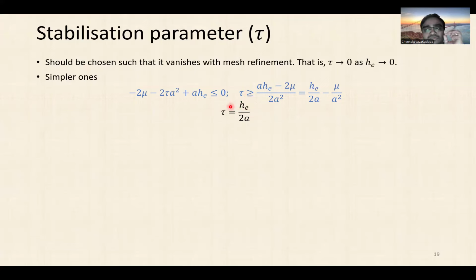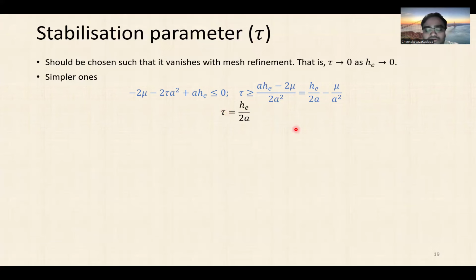Okay, once we know the element size and the advection velocity, we can calculate the stabilization parameter, and then we can calculate the element stiffness matrix and element force vector, assemble them, and solve the problem. Okay, that we will do in a few minutes.